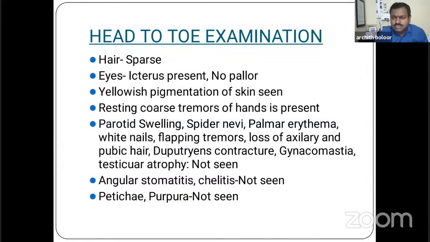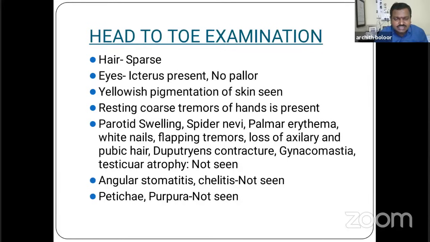Gynecomastia can be unilateral, it can be bilateral, it can be painful, it can be painless. When there is pain, it indicates it's an acute condition. Any condition can produce painful gynecomastia. Painful means it is just starting. So gynecomastia can be seen with various causes.